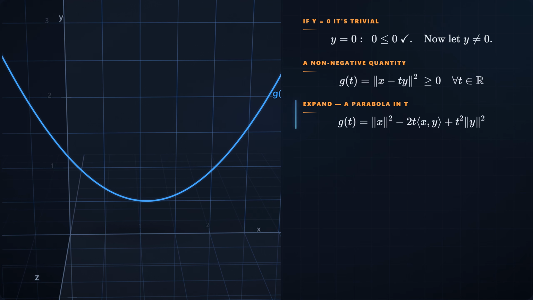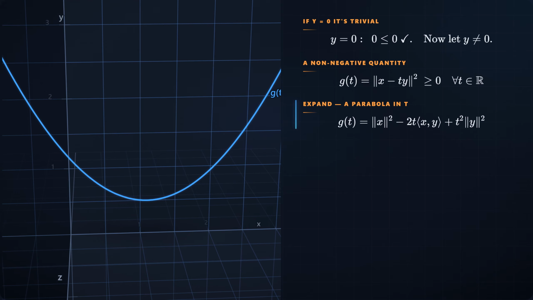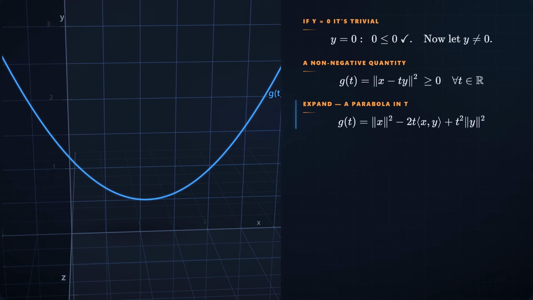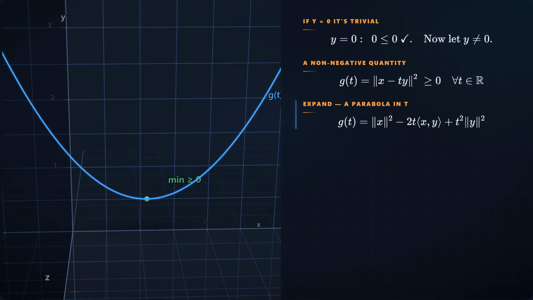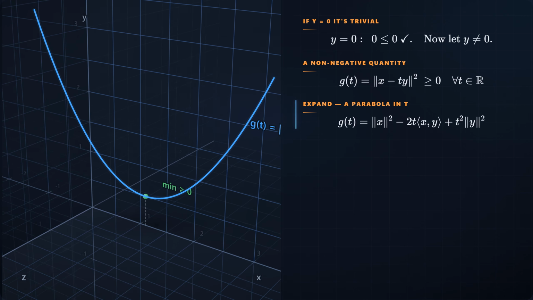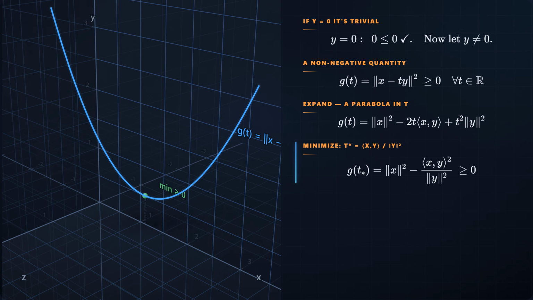Expand it with the binomial identity. You get a parabola in t, the norm of x squared, minus 2t times the scalar product, plus t squared times the norm of y squared. It opens upward, and it never dips below 0. An upward parabola that stays non-negative is smallest at its vertex, and even there it's at least 0.